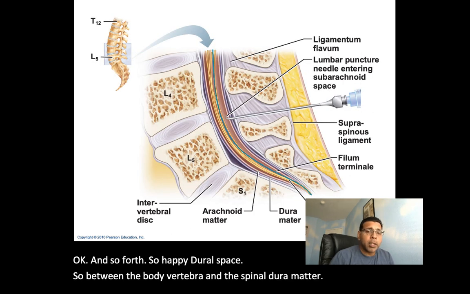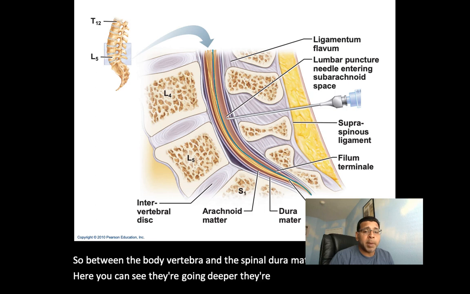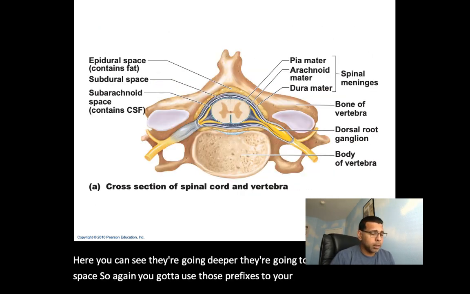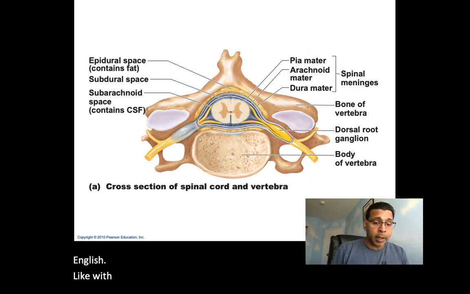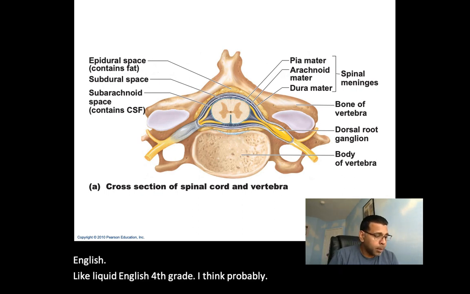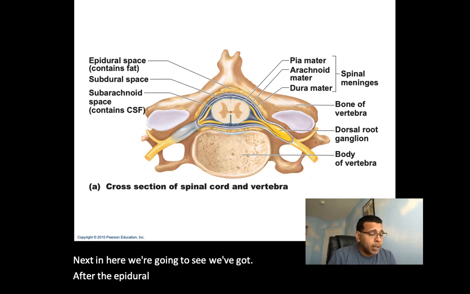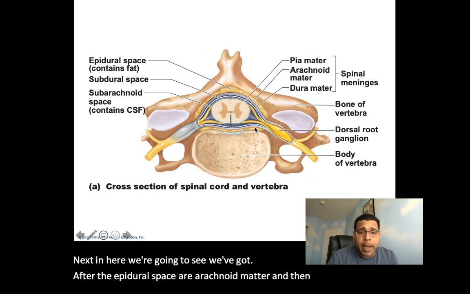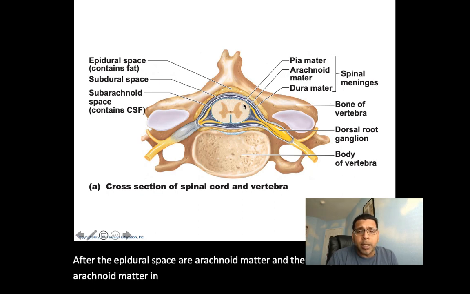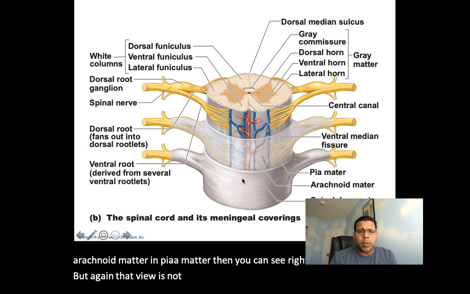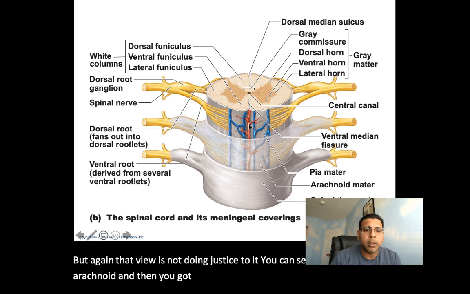Here you can see they're going deeper. They're going to the subarachnoid space. So again, you've got to use those prefixes to your advantage. Basic English, like 5th grade English, 4th grade, I think probably. Next in here, after the epidural space, we see the arachnoid mater and then the pia mater. You can see right from this view here, but again, that view is not doing justice to it. You can see here dura, arachnoid, and then you've got the pia mater right on top.